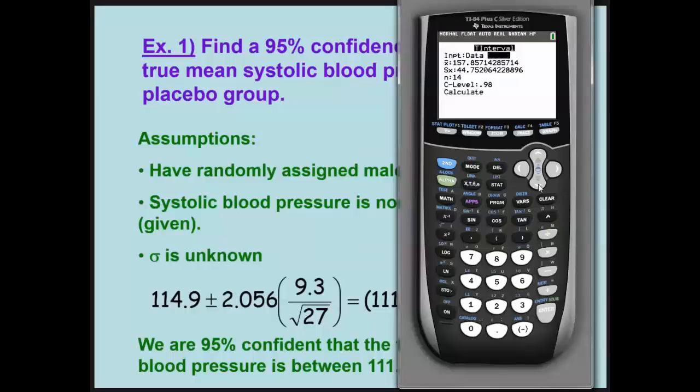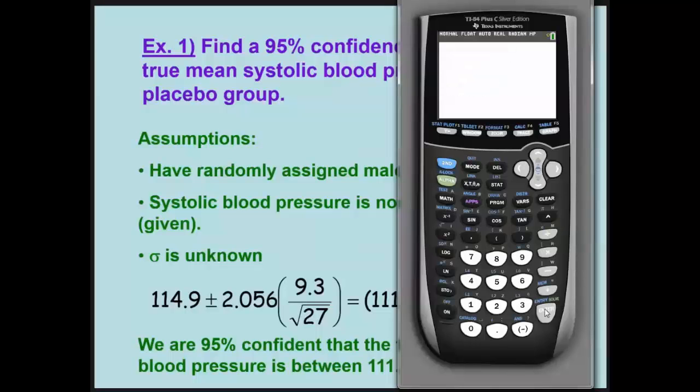Well, we were given X bar, so we'll type that in. So that's 114.9. The sample standard deviation is 9.3. Notice I'm not worrying about n right now. Okay, now I'm worrying about n. We have a sample size of 27, and I want a confidence interval of 95%, so 0.95.